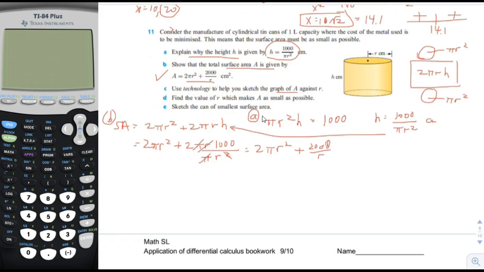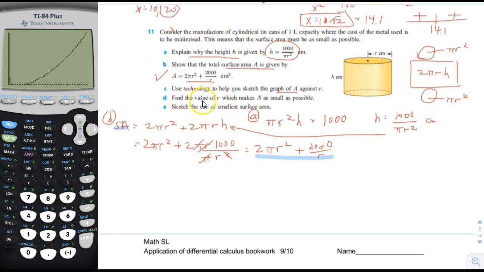So we're going to put this equation in the calculator and we're going to graph it. Let's see, y equals, and then we're going to put this in: 2 pi r squared plus 2,000 divided by r. Instead of r we're going to put x because the calculator only has x. 2 pi x squared plus 2,000 divided by x. Okay, so we've graphed A against r, that's what it looks like.